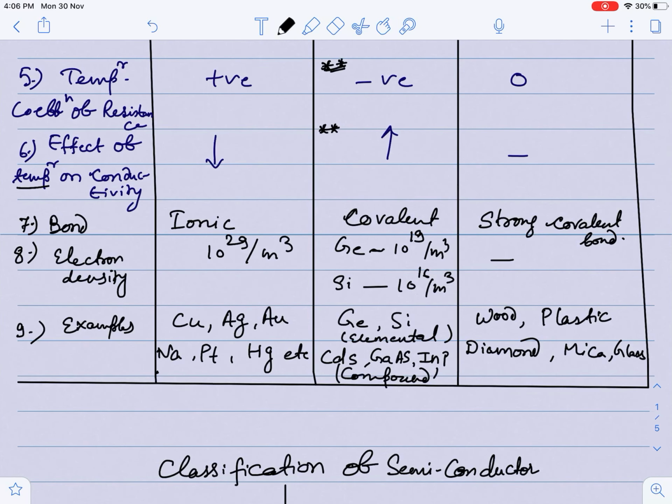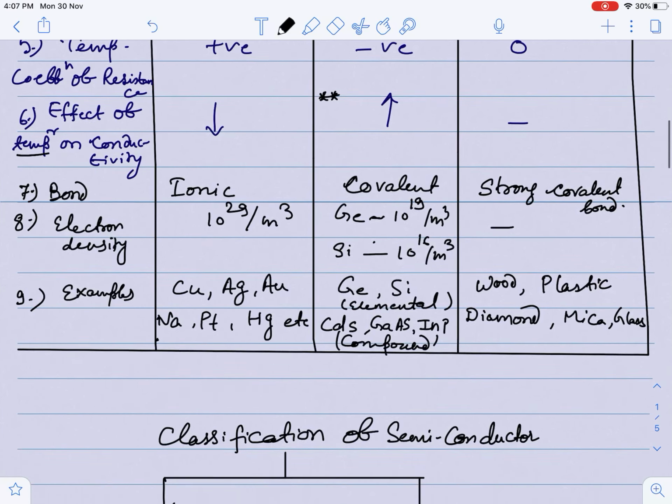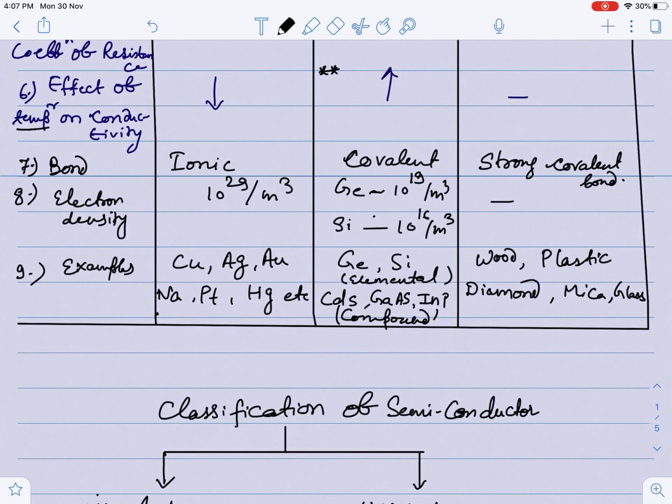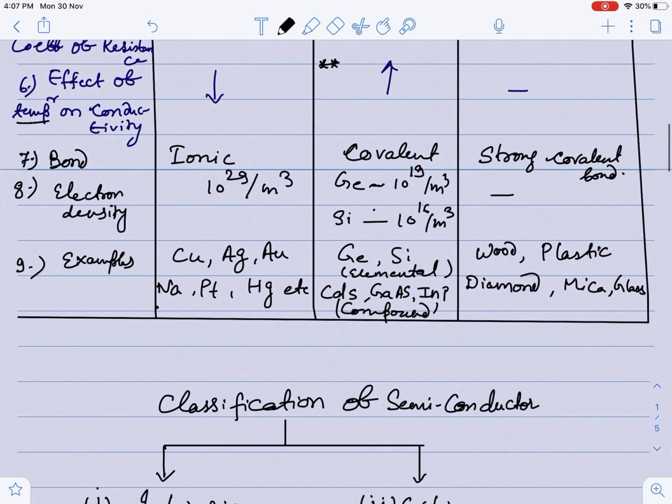Now guys, electron density, I am talking about the number of electrons per unit volume, that is 10 raised to power 29 per meter cube for conductors. For germanium and silicon, this is 10 to the power 19 per meter cube and 10 to the power 16 per meter cube. Examples of conductors: copper, Ag, Au, Na, platinum, mercury, like that. Gold and sodium are also examples of conductors.